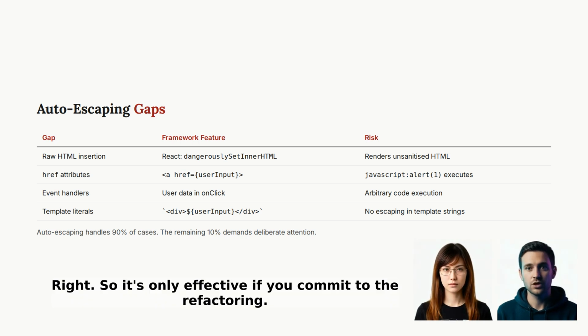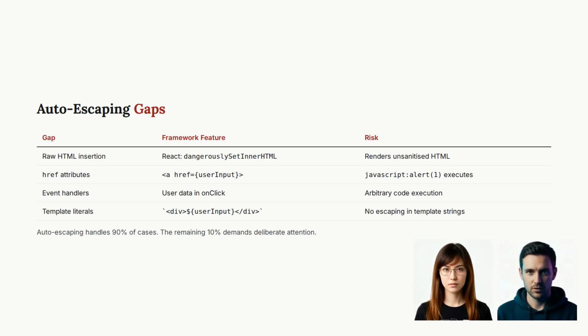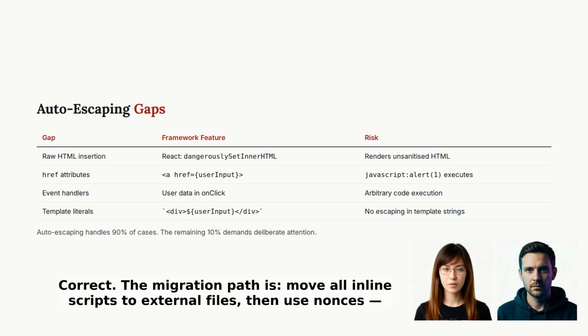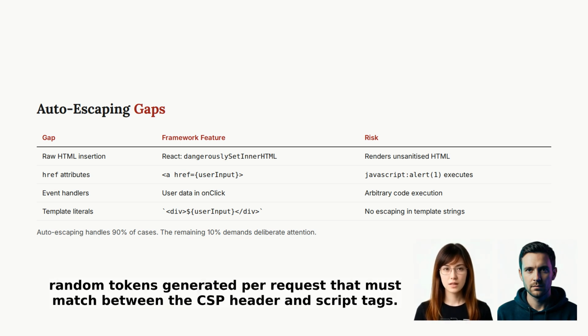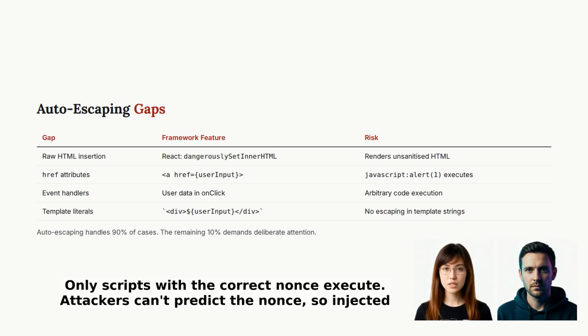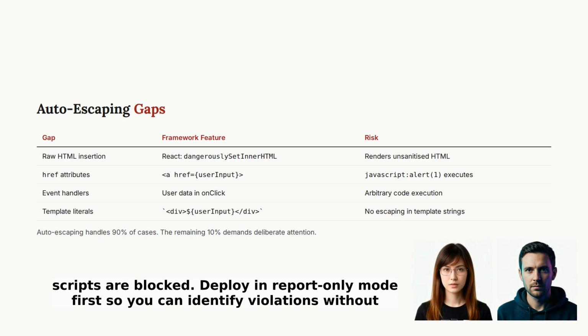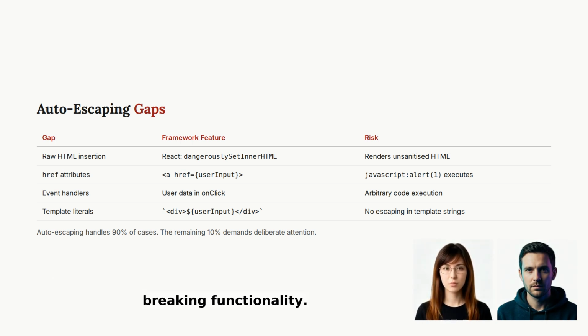Right, so it's only effective if you commit to the refactoring. Correct. The migration path is move all inline scripts to external files, then use nonces, random tokens generated per request that must match between the CSP header and script tags. Only scripts with the correct nonce execute. Attackers can't predict the nonce, so injected scripts are blocked. Deploy in report-only mode first, so you can identify violations without breaking functionality.